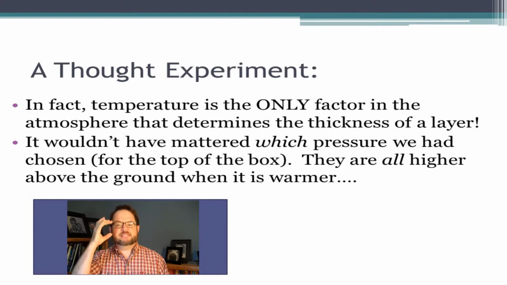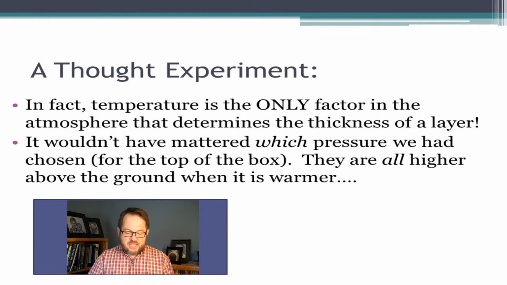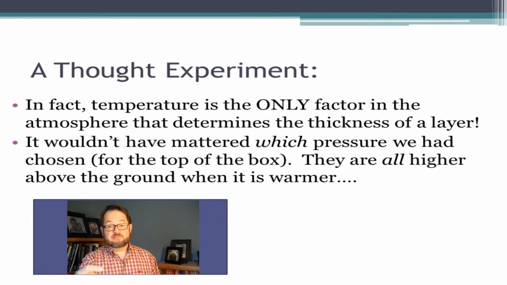Your book is going to say that it's the temperature that is controlling the thickness in terms of the number of meters between the top and the bottom. It turns out it wouldn't have mattered what pressures we had chosen as being the top and the bottom of our layer. The thickness between those two pressures, let's say between the 1,000 and 850 millibar layer, is going to be determined only by the average temperature between those two layers. It's actually a very useful tool.